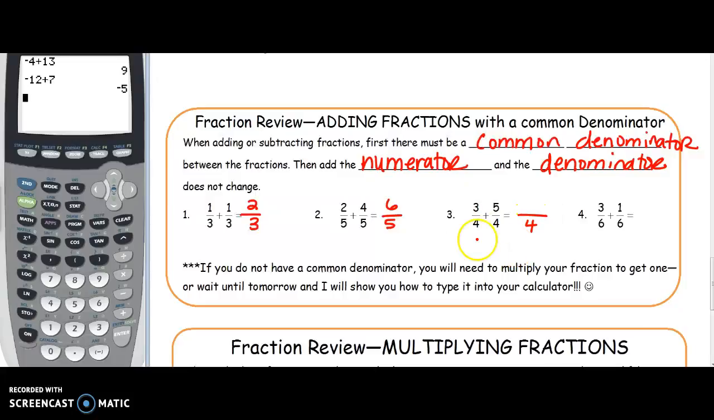In 3, they match, so we're going to bring over our denominator, and then you add the top numbers. 3 plus 5 is 8. Since you can simplify 8 over 4 to 2 over 1, 2 over 1 would be the correct answer. In problem number 4, again, your denominator matches. Add the top. This one doesn't simplify easily, but 2 goes into both the top and the bottom, so we can say our answer is 2/3. If you do not have a common denominator, you'll need to multiply your fraction to get one, or wait until tomorrow and I'll show you how to type it into your calculator.